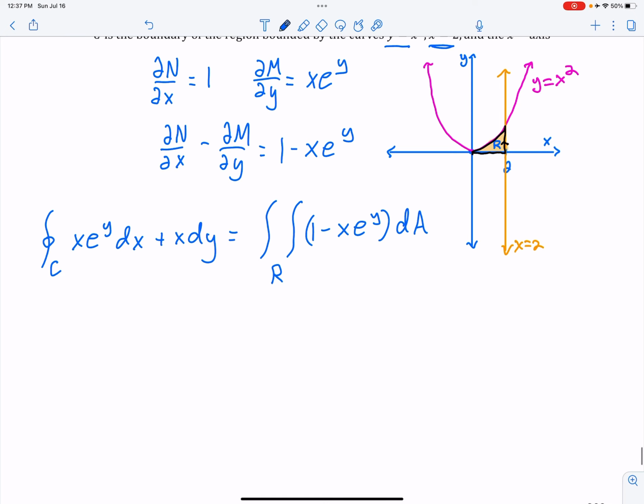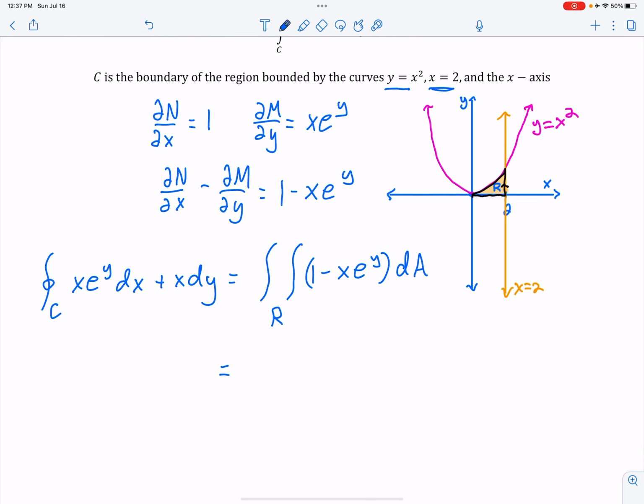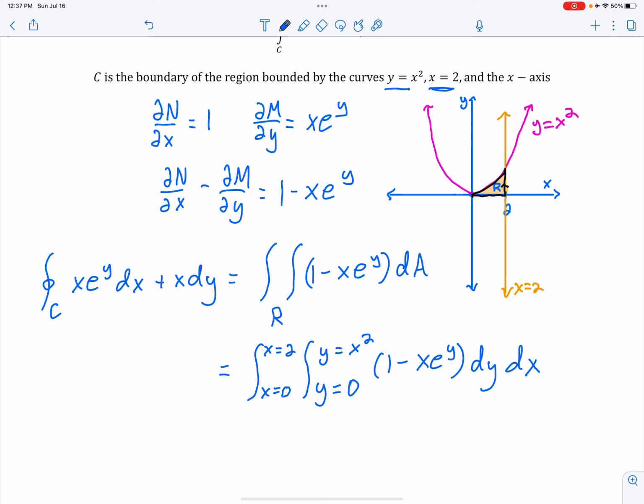Well, I can now switch this to my double integral with x's and y's. I look at my region. I can see that x runs from 0 to 2. And then y, the reason I chose y first is because it has my functions, runs from y equals 0 up to that parabola. And then I just throw in 1 minus x e to the y, and keep my bounds where they make sense. And now we have a double integral that we can do.